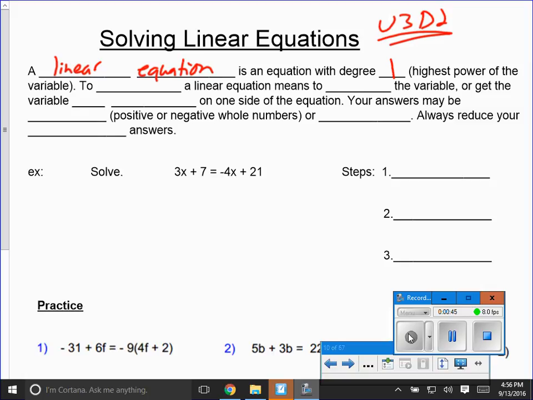So we solve a linear equation. What that means is we're going to isolate the variable, which means get the variable by itself on one side of the equation. So your answer might be an integer, or it could be a fraction too. There's nothing wrong with getting a fraction answer. Sometimes answers are fractions. If it does end up being a fraction, make sure you reduce, or simplify, your fraction answers.